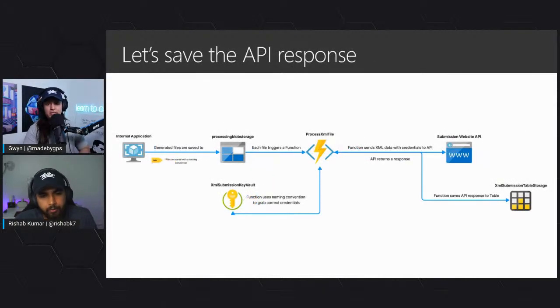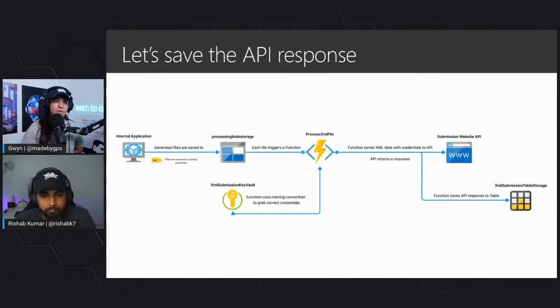Next, that same function. Did you have a question? Yeah. So the credentials were file specific, or were they required as headers for the submission website? Yeah, they were required as headers. So the Key Vault has a key value pair, and we would grab those and send them off in the call to the API, and then we would send the XML data with the call as well. Makes sense. Yeah, like the payload, I guess.